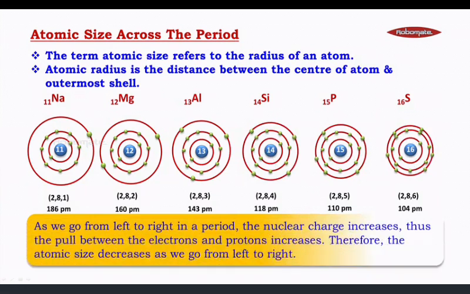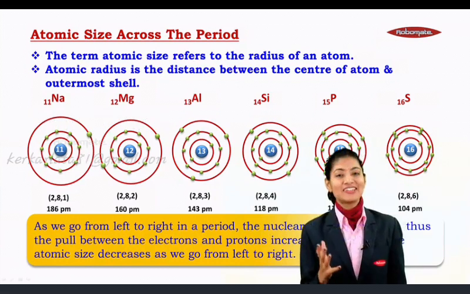So we see that as we move from left to right in a period, the nuclear charge increases. The nuclear charge simply means the charge in the nucleus, which is due to the protons. So the nuclear charge increases, thus the pull between the electrons and the protons increases. Therefore, the atomic size decreases as we go from left to right.